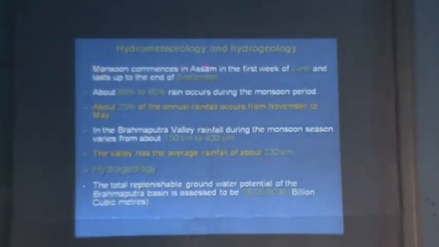Monsoon commences in Assam in the first week of June and lasts up to the end of September, sometimes up to October. About 60 to 85% of rain occurs during this monsoon period. About 25% of the annual precipitation occurs between November and May. In Brahmaputra Valley, rainfall during the monsoon season varies from 150 centimeter to 400 centimeter. The valley has an average rainfall of about 230 centimeters. So today, the utilizable groundwater potential of the Brahmaputra Basin is assessed to be 26.55 billion cubic meters.